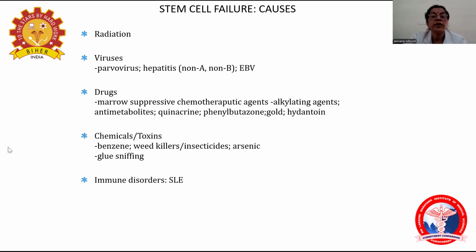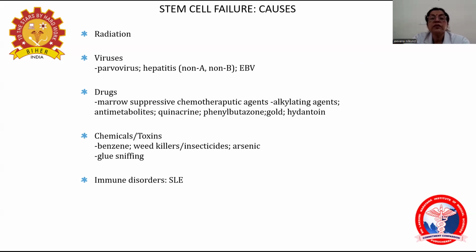Stem cell failure can be because of radiation. It may be because of viruses, parvovirus, hepatitis non-A, non-B, or Epstein-Barr virus. It may be because of drugs. Either the chemotherapeutic agents that we use, mainly the alkylating agents, or antimetabolites, phenylbutazone, phenytoin, to name a few of the drugs that cause stem cell failure. It may be chemicals or toxins in the form of benzene, weed killers, insecticides, or arsenic.